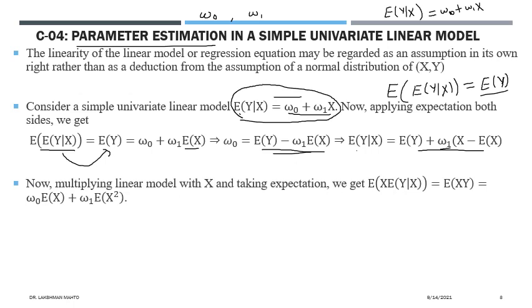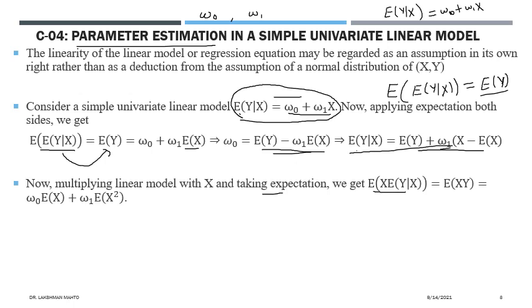How can we find it? Now we multiply both sides with x, and after that we take expectation. That means the expectation of x times the conditional expectation of y given x, that is, the regression function. We have already seen what this expectation would be.